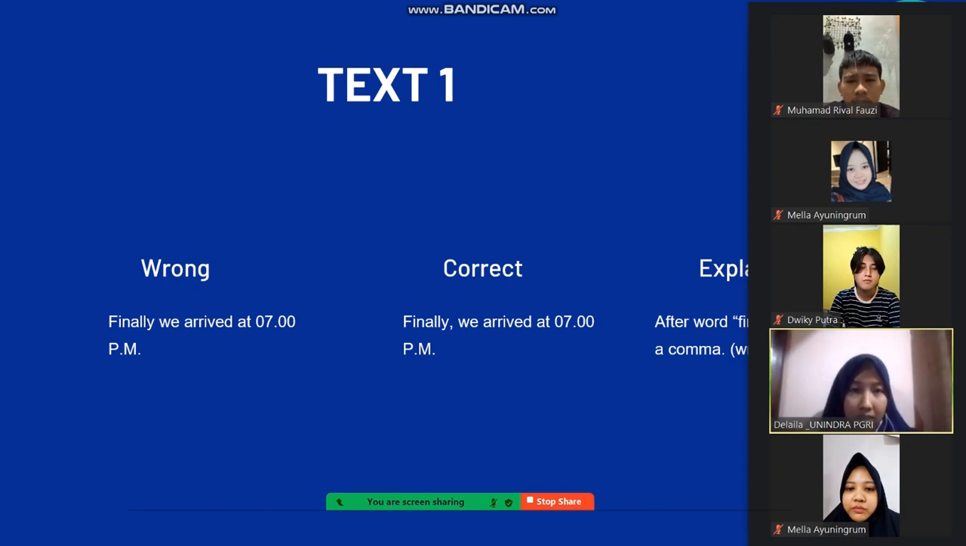Eighth sentence. Finally, we arrived at 7 p.m. That is a wrong sentence. The correct is, finally, we arrived at 7 p.m. The explanation, after the word finally, a comma should be added, or wrong punctuation.